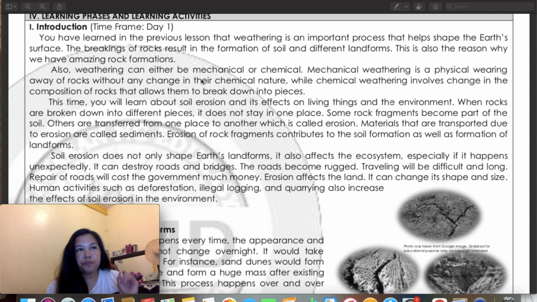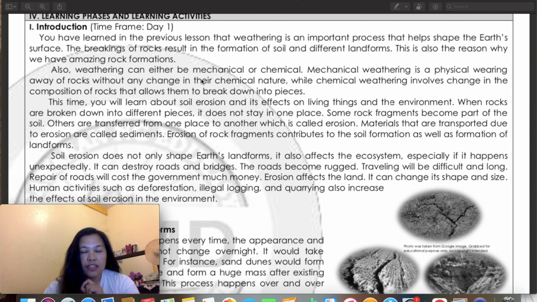Diba? Kasi lumiliit na into tiny particles, kapag na durog na yung isang rocks, hindi na talaga siya maki-stay in that one place. So, some rock fragments become part of the soil, kasi ang soil formation came from the rocks. Some rock fragments became part of the soil, and then others are transferred from one place to another, which is called erosion.